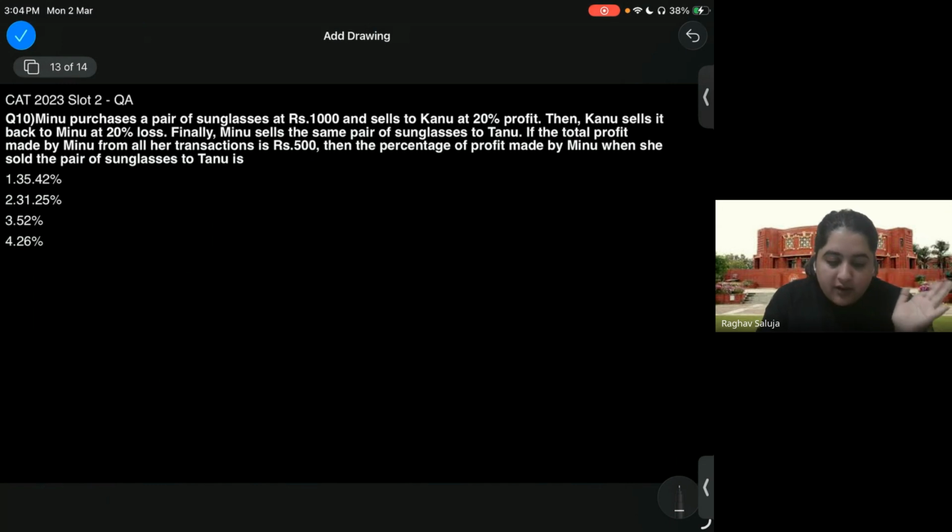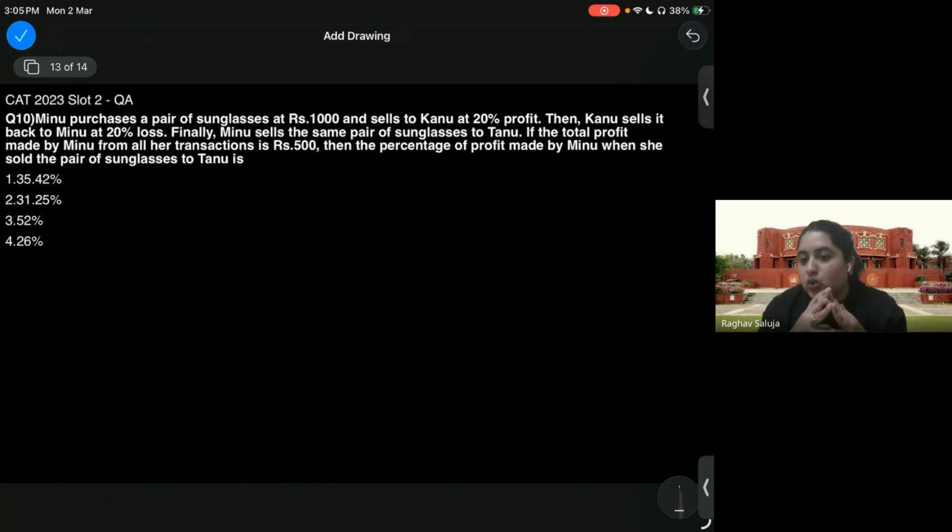Minu purchases a pair of sunglasses at rupees 1000 and sells, again a very good question and very easy also. People will make it complicated for you, but just think about the basics and solve it slowly, stepwise, you will get to the answer. So Minu purchases a pair of sunglasses at rupees 1000 and sells to Kanu at 20% profit. Then Kanu sells it back to Minu at 20% loss. Finally, Minu sells the same pair of sunglasses to Tanu. So if the total profit made by Minu from all her transactions is rupees 500, then the percentage of profit made by Minu when she sold the pair of sunglasses.